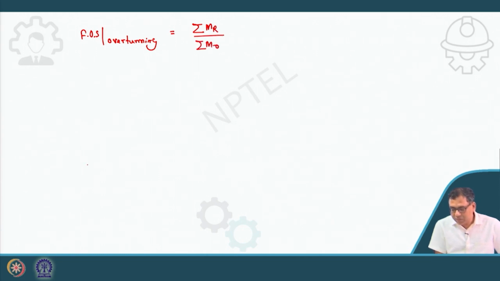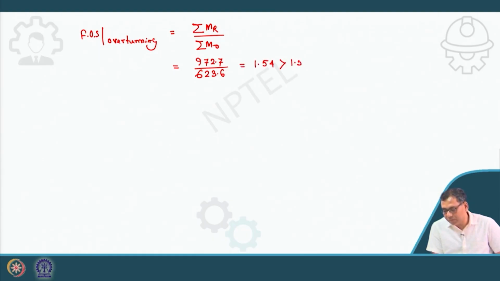So, my factor of safety due to overturning is the summation of resisting moment divided by the overturning moment. So, this is 972.7 divided by 632.6. So, it is 1.54, which is greater than 1.5, which is okay.